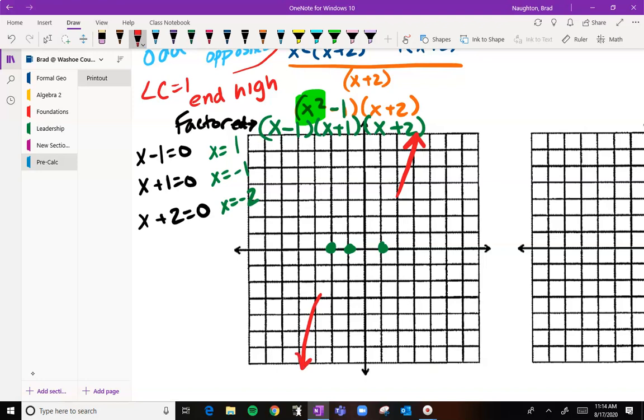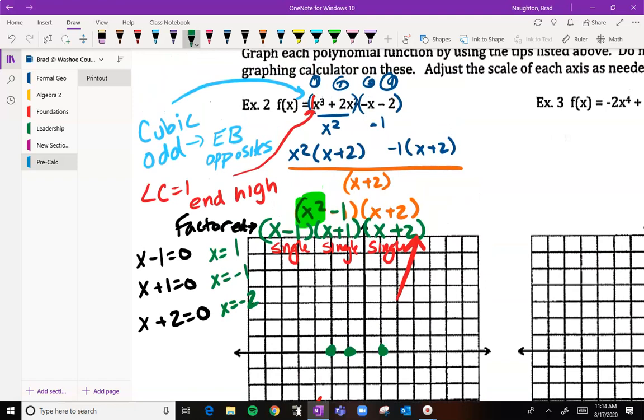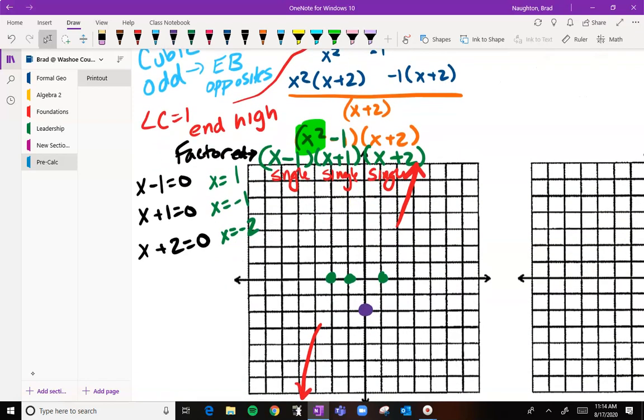Now, what are we doing in between? Well, that comes back to the multiplicity. So this is a single, single, single. So that means they're all going to pass straight on through, no bounces. Now, the last thing I'm going to do is, because this is already in its standard form, that is my constant right there, that -2. So that's going to give me -2, just one more easy point to find. So let's go ahead and put this together.